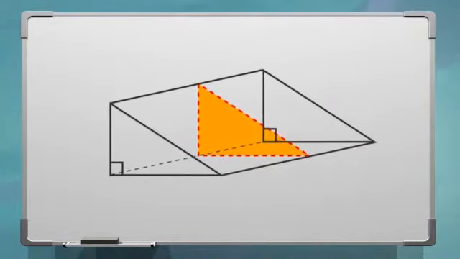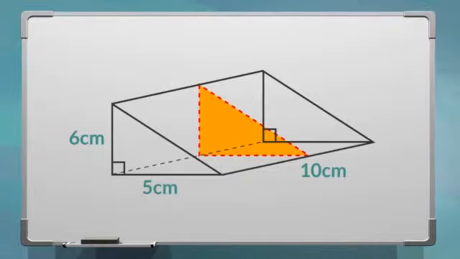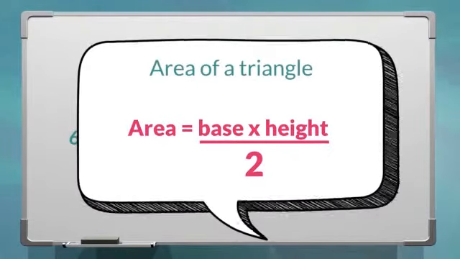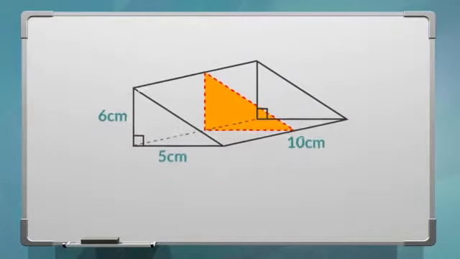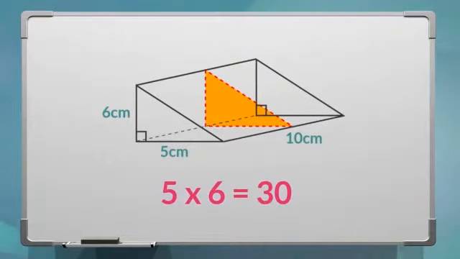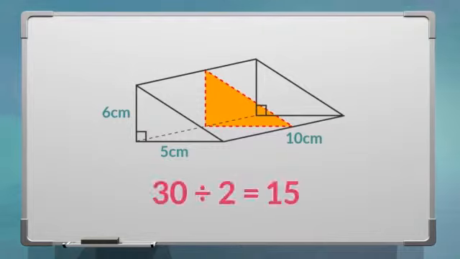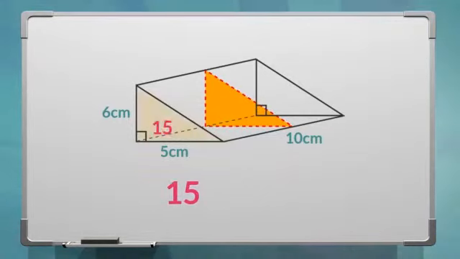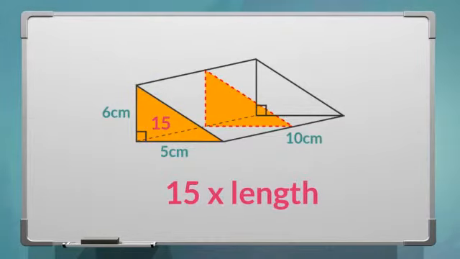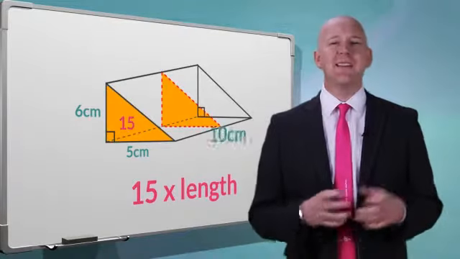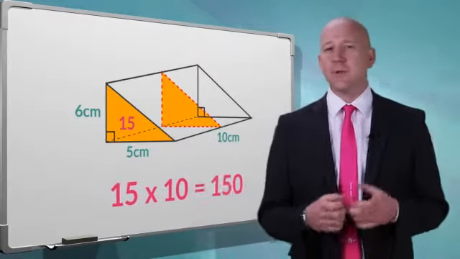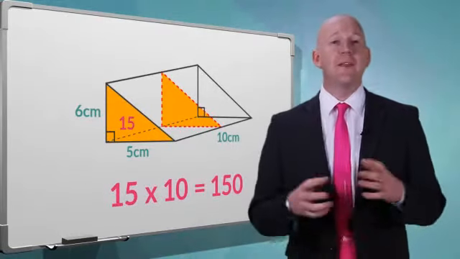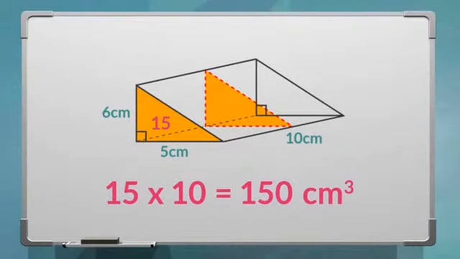So for the triangular prism, the cross-section is a triangle. Can you remember how to find the area of a triangle? Hopefully you can. So the area of the triangle is 5 times 6, which equals 30, and 30 divided by 2 equals 15. We then take this answer and multiply by the length of the prism. So as the length of the prism is 10 centimetres, we do 15 times 10, which equals 150. And for the units, centimetres cubed.